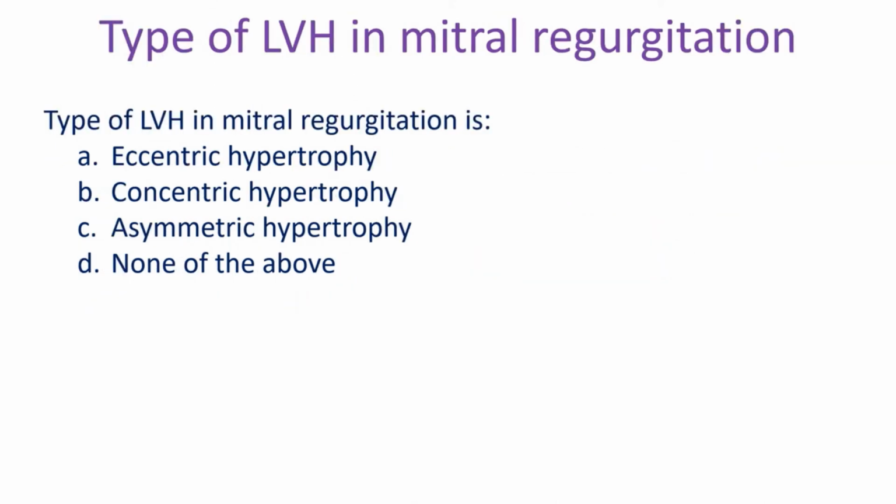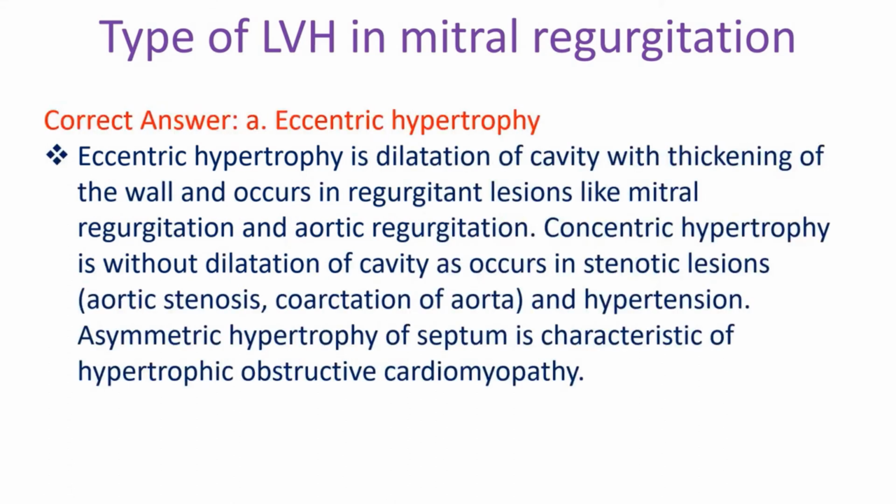Type of LVH in mitral regurgitation is: A. Eccentric hypertrophy, B. Concentric hypertrophy, C. Asymmetric hypertrophy, D. None of the above. Correct answer: A. Eccentric hypertrophy. Eccentric hypertrophy is dilatation of the left ventricular cavity with thickening of the wall and occurs in regurgitant lesions like mitral regurgitation and aortic regurgitation. Concentric hypertrophy is without dilatation of the cavity, as occurs in stenotic lesions, aortic stenosis, coarctation of the aorta, and hypertension. Asymmetric hypertrophy of the septum is characteristic of hypertrophic obstructive cardiomyopathy.